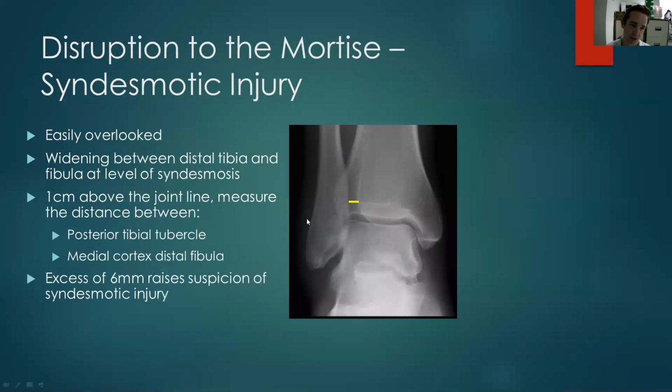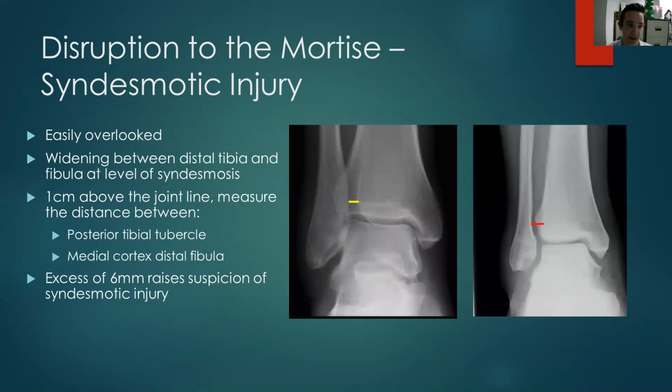This distance ought not to be more than 4 to 6 millimetres. If it's wider, or if there is no overlap on your mortise view at that area, then you do need to be concerned as to the possibility of a syndesmosis injury. So, for example, the study on the right looks like a normal ankle radiograph. There's no fractures. The bony cortices are all intact. The joint space is fairly equidistant all the way around the talus, but if we just look in the region of the distal tibiofibular syndesmosis, that's widened and there is no overlap, so it's ruptured.